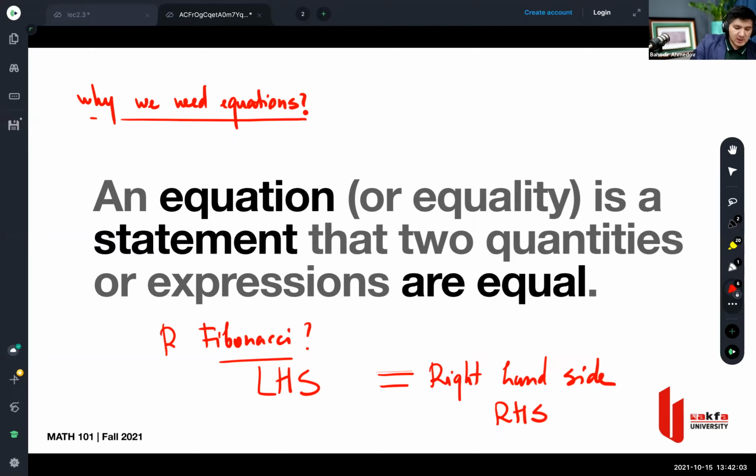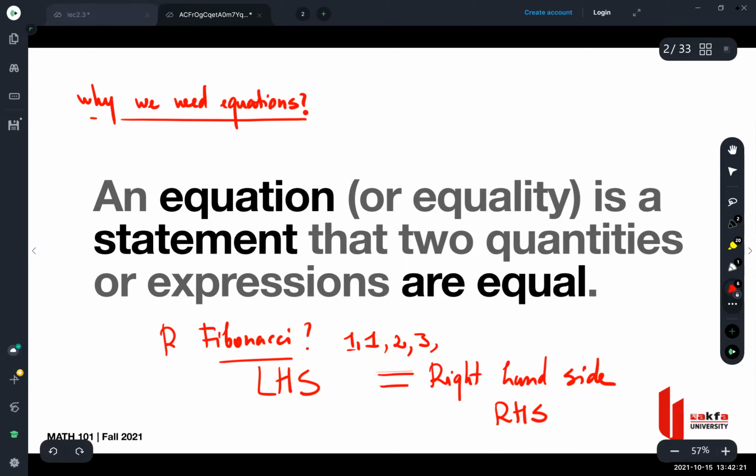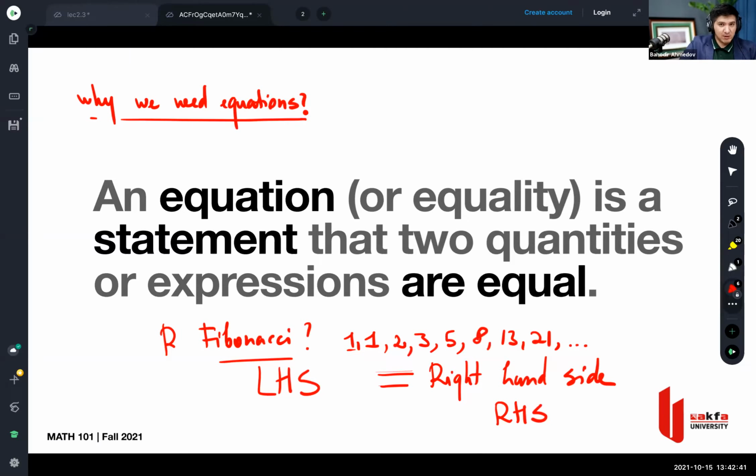No? Okay, so it is a sequence which basically starts from 1, 1. In order to form the next one, I need to add the previous 2. It's going to be 2. What is going to be the next one? 3. The previous 2, okay? What is going to be the next one? 5. What is going to be the next one? 8. Okay, the next one? 13. 21, and so on. So this is called the Fibonacci sequence. In order to find the next term, you need to add the previous 2.